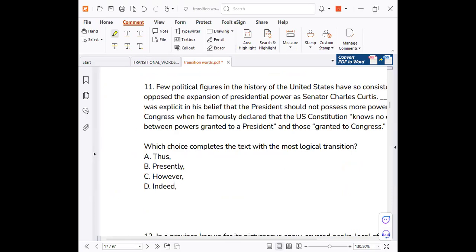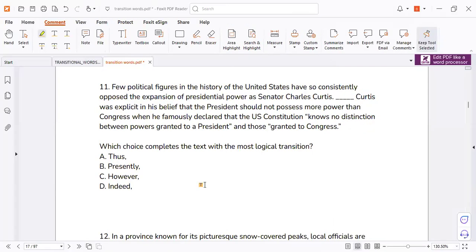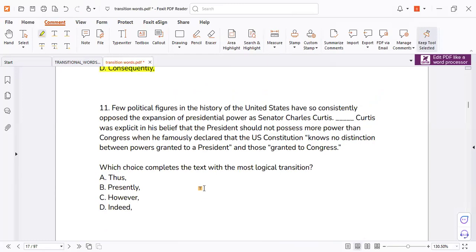I think it's however. However, my friend, sure. But how, however? Is it thus? Thus, cause and effect? No, you're present wrong, at the same time, right now. No. Indeed, we add evidence to support or prove something before. Focus on the idea before.